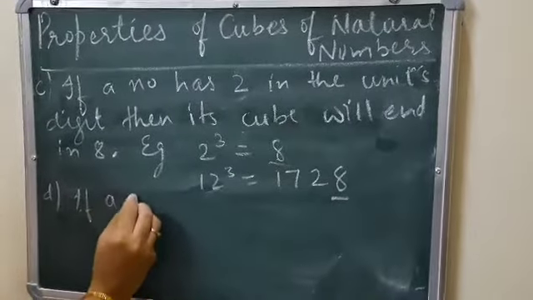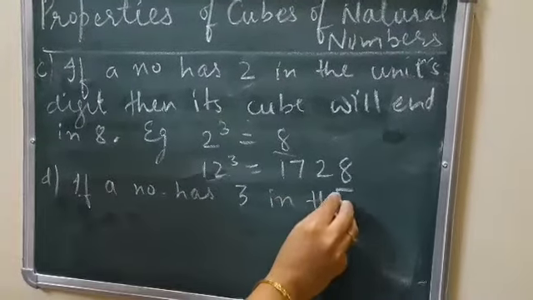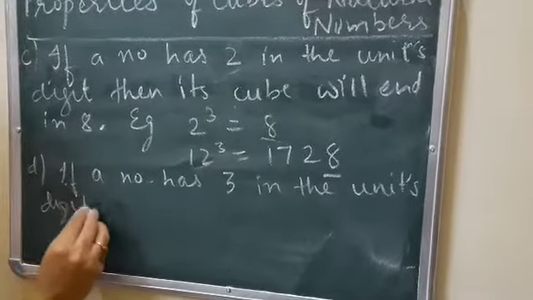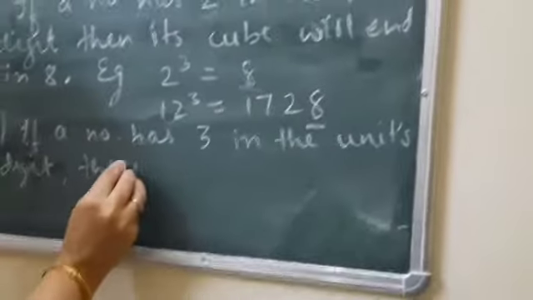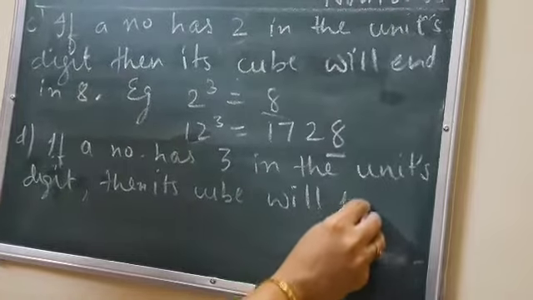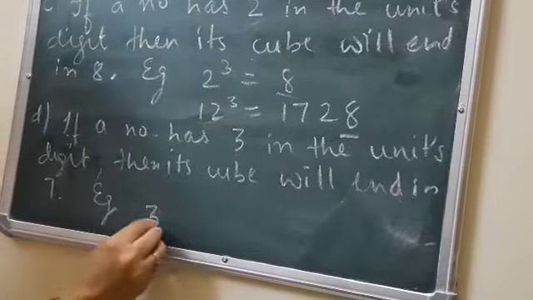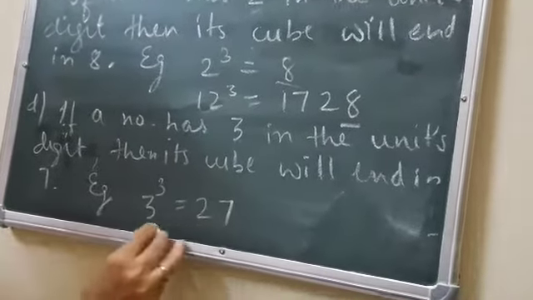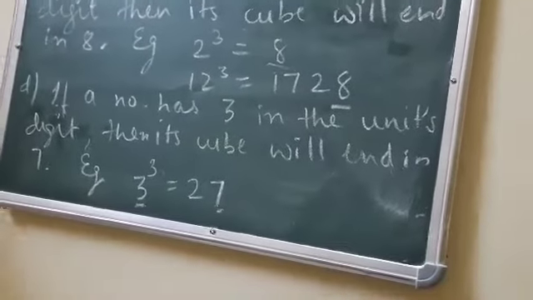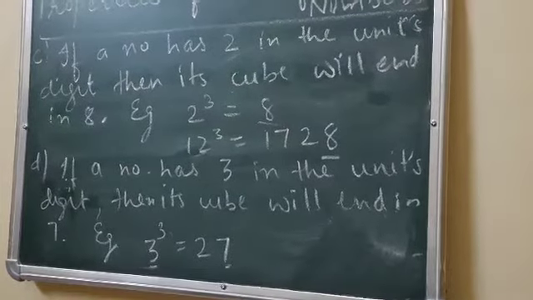If a number has 3 in the units digit, then its cube will end in 7. For example, 3 cube is 27. So if your number has 3 in the units digit, the cube will end in 7. So this was your fourth subpart. Now we'll move on to the fifth subpart.